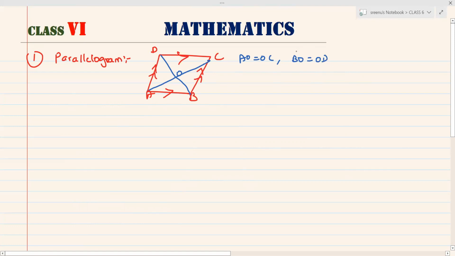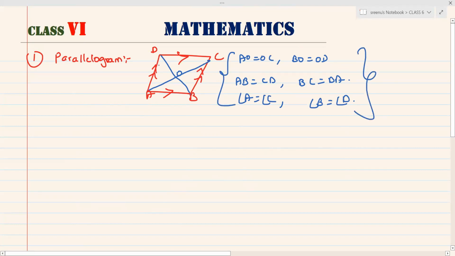And in a parallelogram ABCD, two pairs of opposite sides are equal. So as I said, AB is equal to CD and BC is equal to DA. And opposite angles are equal. Angle A is equal to angle C. Angle B is equal to angle D. This is about parallelogram: both pairs of opposite sides are parallel and also equal.